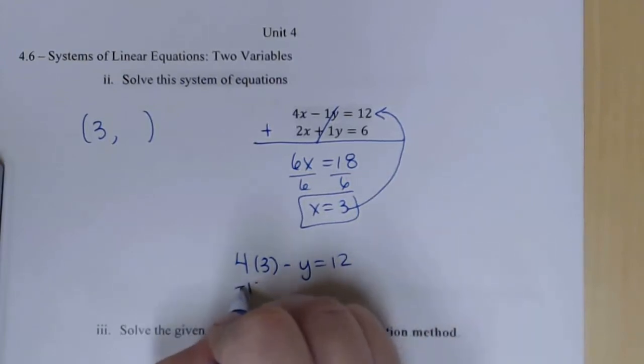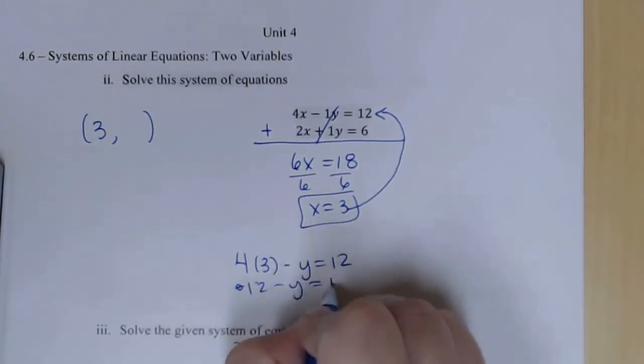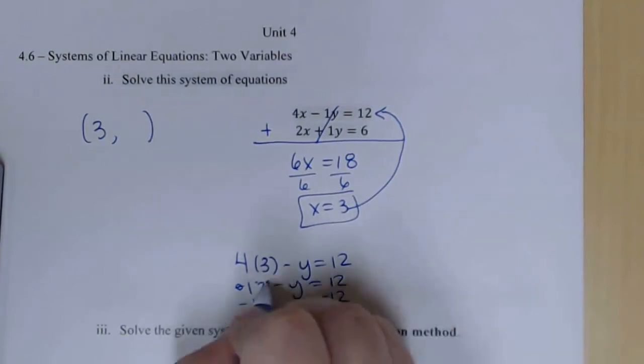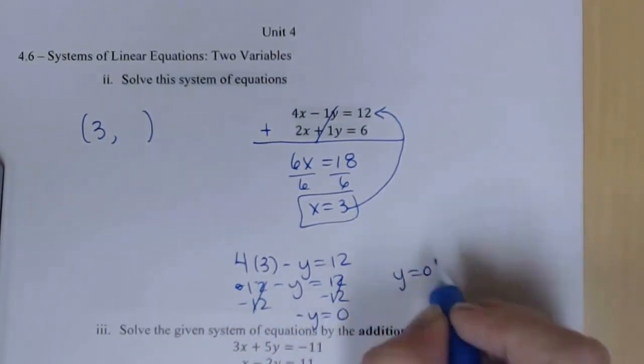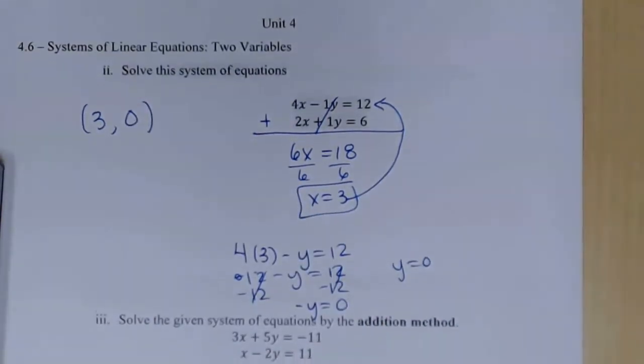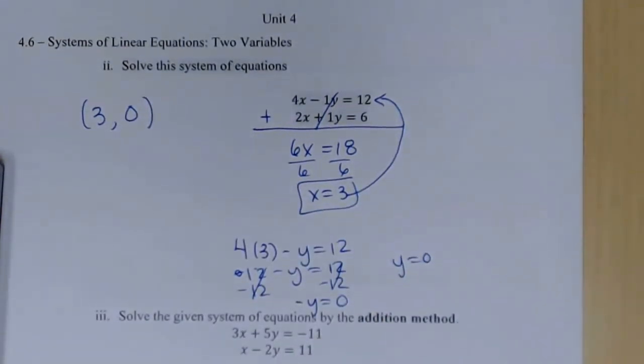So I get, let's see, 12 minus y equal to 12, so subtract. So negative y is equal to 0. So y is just 0. And 0 is okay. Fractions are okay. So don't freak out if you get a 0. Zeros are okay in math. They're just not okay in your bank account.